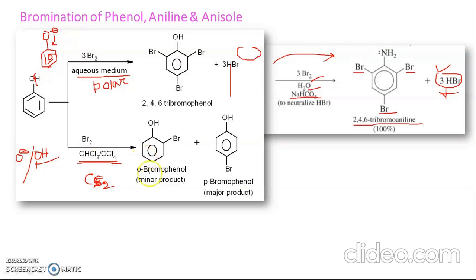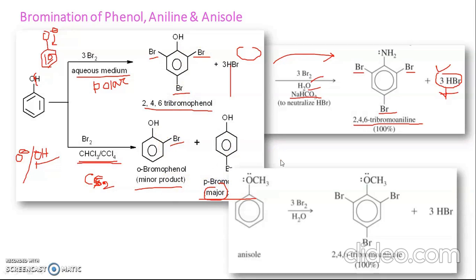So that is why in non-polar solvent we are getting mono-substituted products, ortho-bromophenol and para-bromophenol. But in case of aqueous medium, we are getting tri-substituted product. That is the difference. And here para is major because of the steric problem at the ortho position.